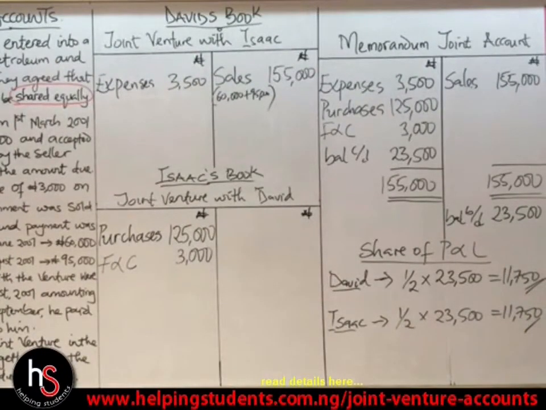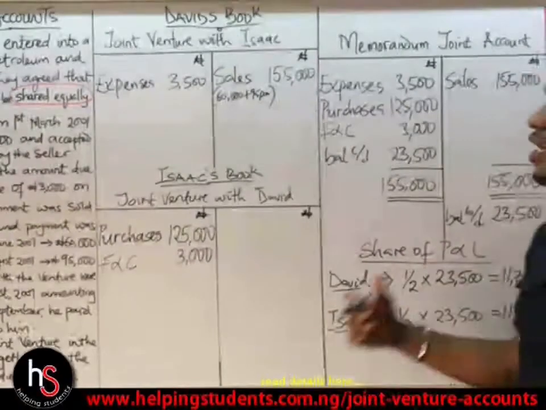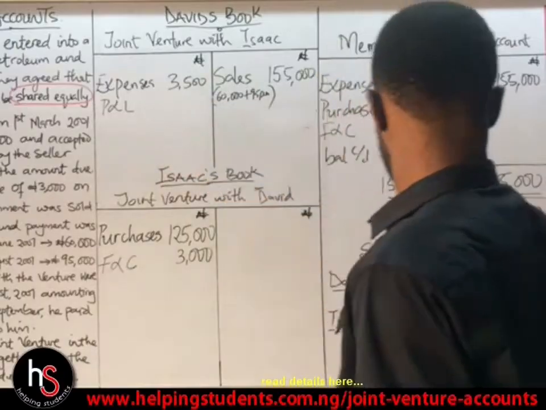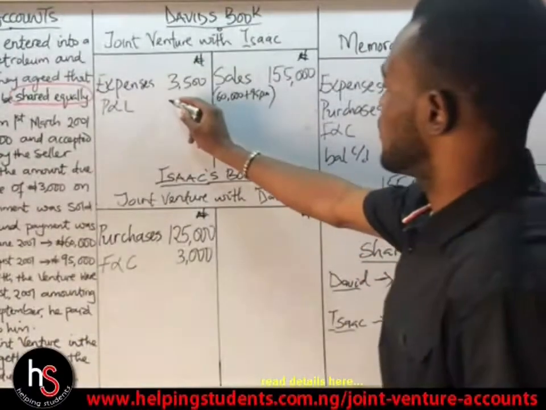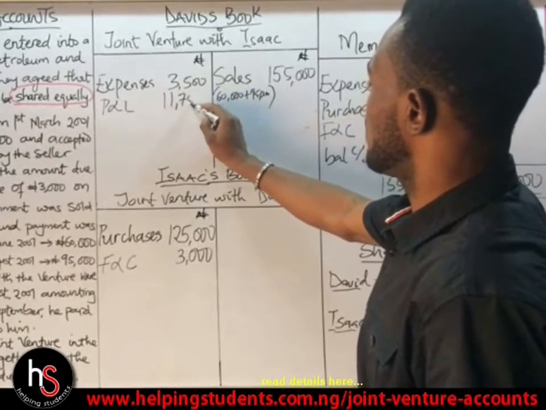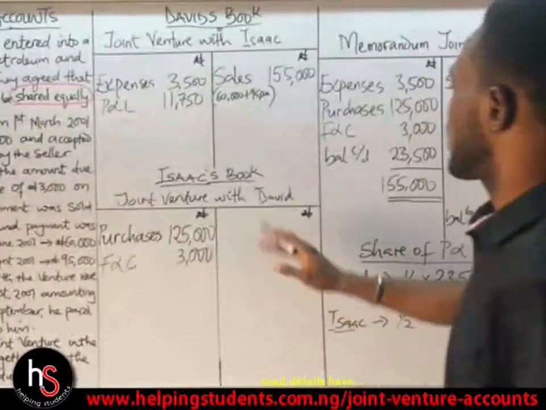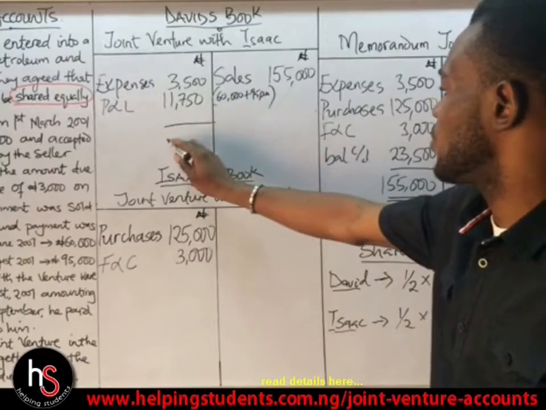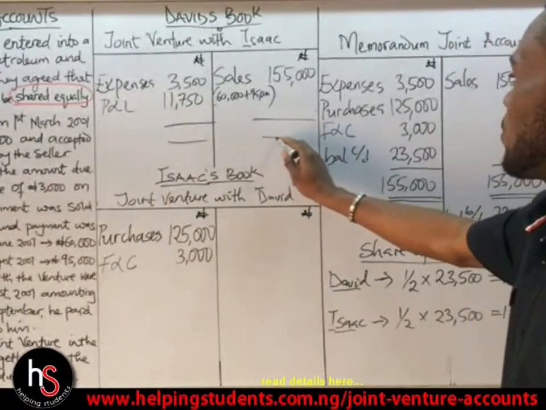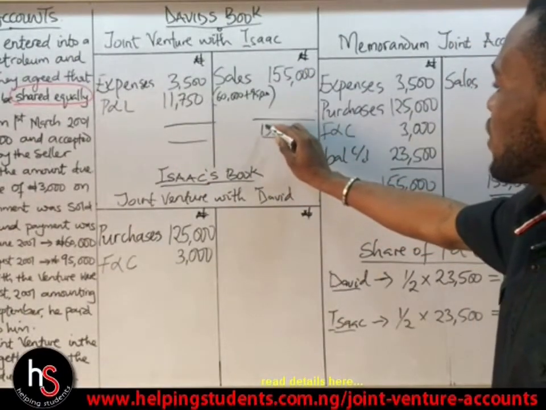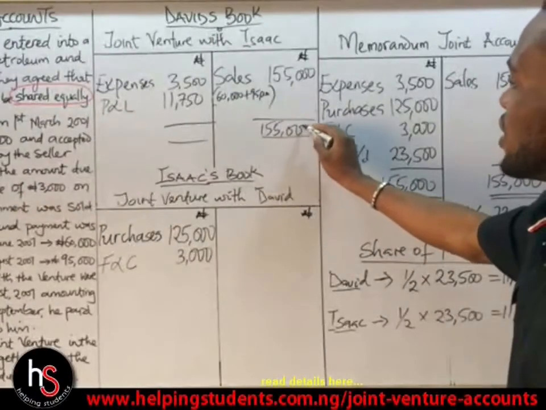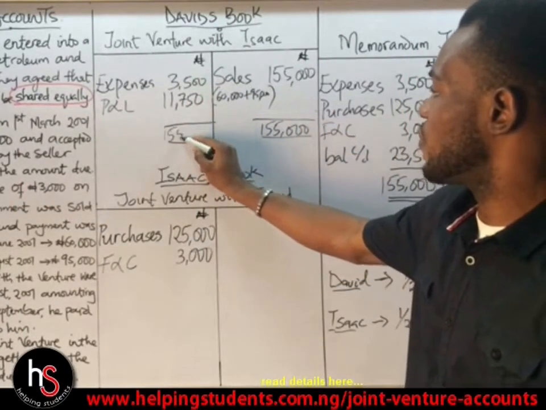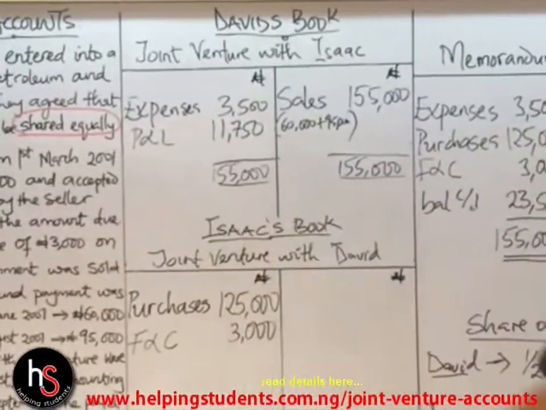Now, what do we do? The next thing we do is to record now. So we have our P and L to be 11,750. Okay? So let's balance up these accounts now. Let's balance this up. Now this is 155,000. Already we know it is greater than the value we have here, isn't it? So we have 155,000 at this section, in this section as well.